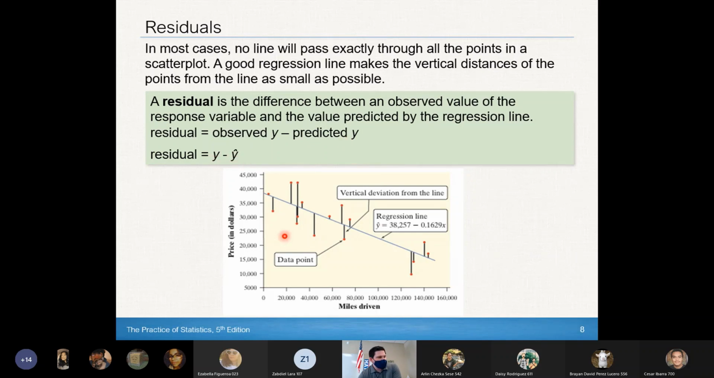And so, if we have this data point here, the vertical deviation from the line is this distance. The vertical distance here is the residual. It's how far away this point is from the regression line. If your point is below the regression line, that residual will be negative. If it is above the line, you're going to have a positive residual.